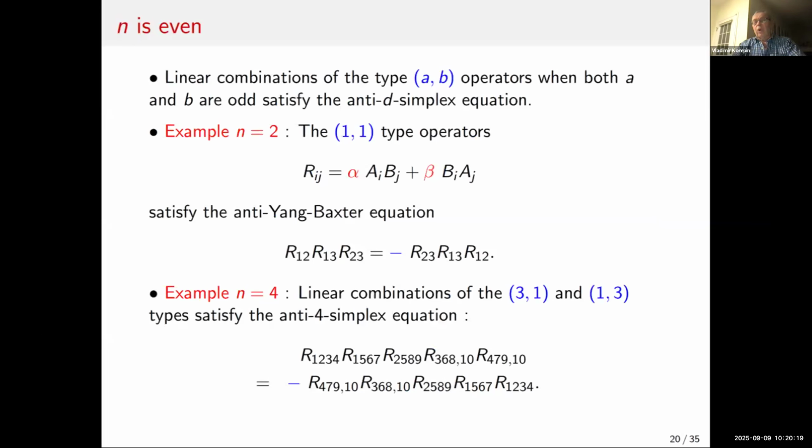Remember, in this simplex equation, I had black and red. Black has two A's, two B's, but there was also red, which was even numbers of A and even numbers of B. What happened with those? Those satisfied a kind of generalization of the Yang-Baxter equation with a minus sign. So it's not the Yang-Baxter equation. I can call it the twisted Yang-Baxter equation because it has a minus sign in the right-hand side. So we call it the anti-Yang-Baxter equation, and it does lead to integrable models for even lengths of the lattice. If the length of the lattice is even, somehow this minus one cancels, and we have our conservation laws.